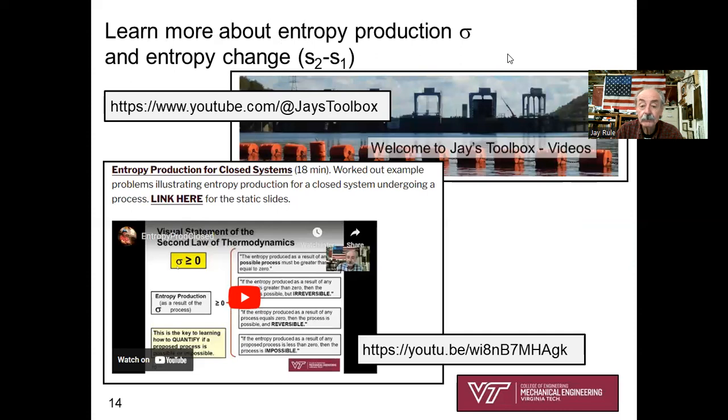Okay, so you can learn more about entropy production, sigma, and entropy change if you go to my YouTube video about entropy production for closed systems. So if you can chase that down, that'll give you a fuller understanding with worked out examples about those. But for this presentation, let's just move ahead.